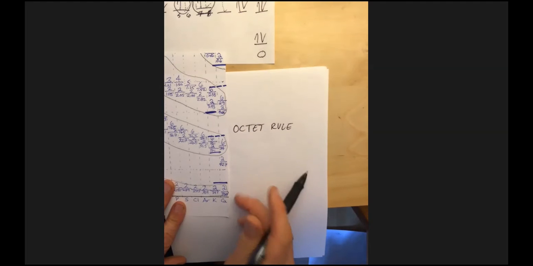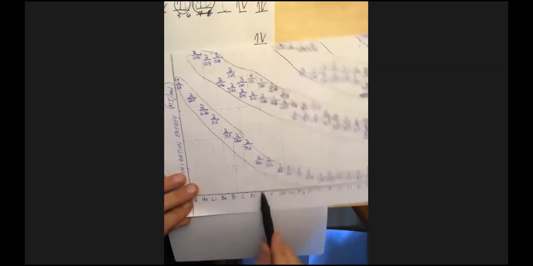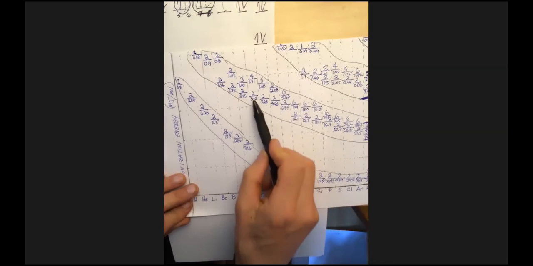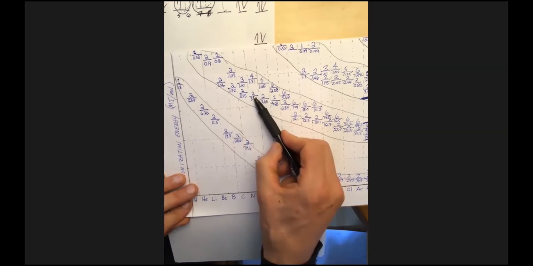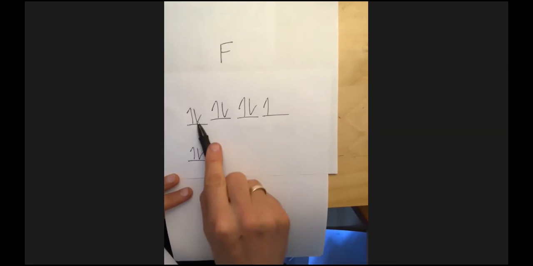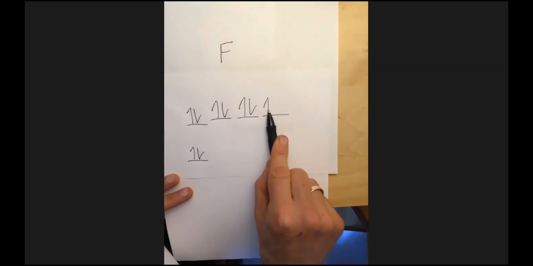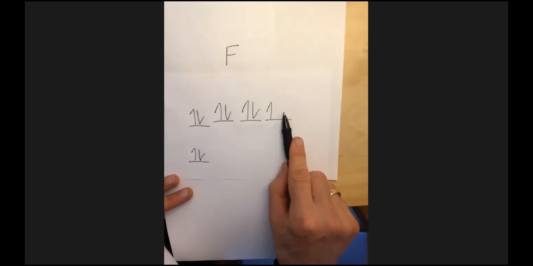Now, sometimes those elements get them by gaining electrons. So if we look at oxygen here, oxygen had 2 and 4, and so it tries to share 2 electrons or gain 2 electrons to get to a total of 8. If we look at fluorine, 1, 2, 3, 4, 5, 6, 7, 8, 9, it needs 1 more electron to have its 8 electrons.